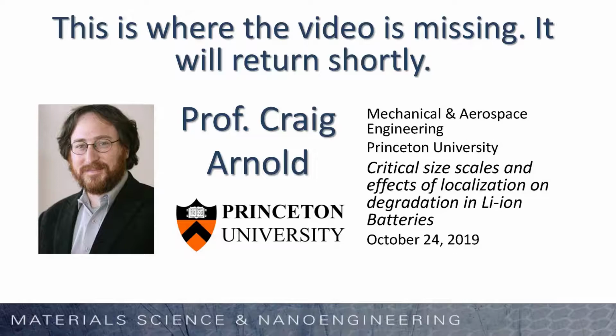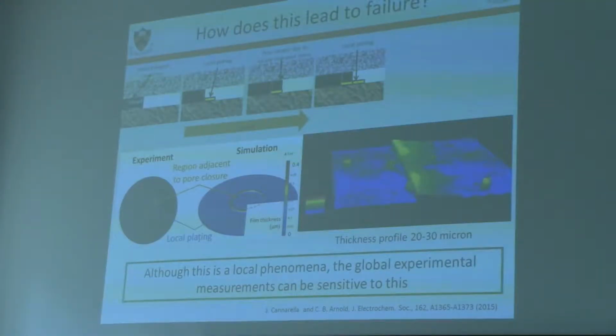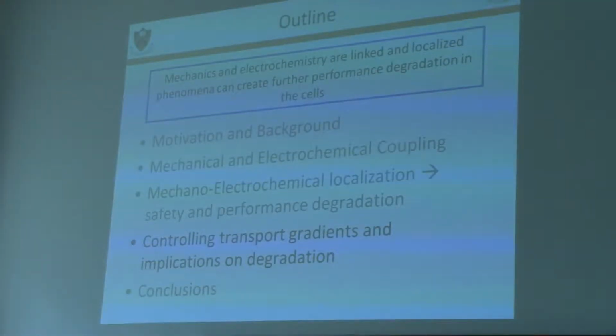Okay? So even though this is a local phenomenon, we have to realize that the global battery will see this as a loss of lithium. We'll see this as a reduction in capacity. And worse, this kind of stuff is the precursor to dendrite formation, which ultimately could lead to catastrophic failure. So in fact, global experiments can pick this up.